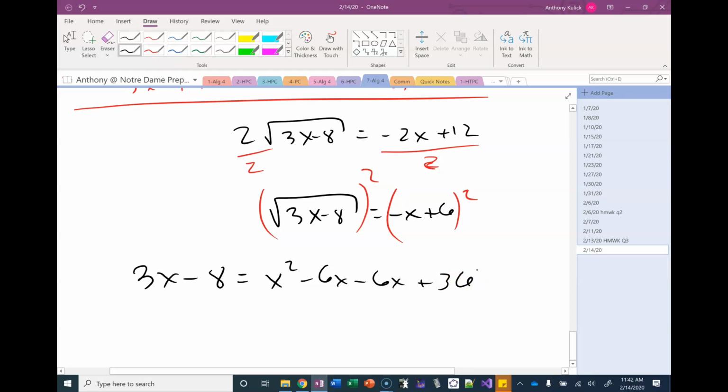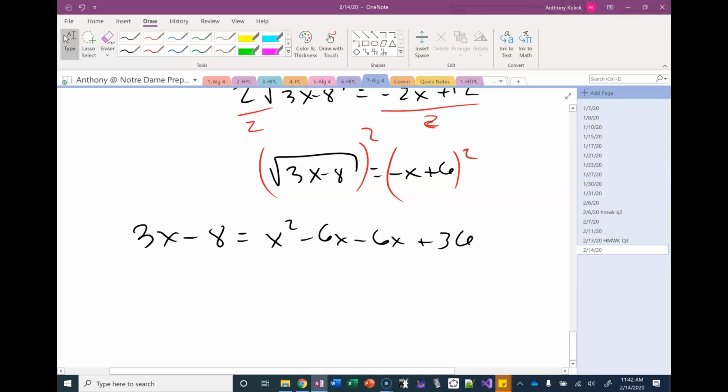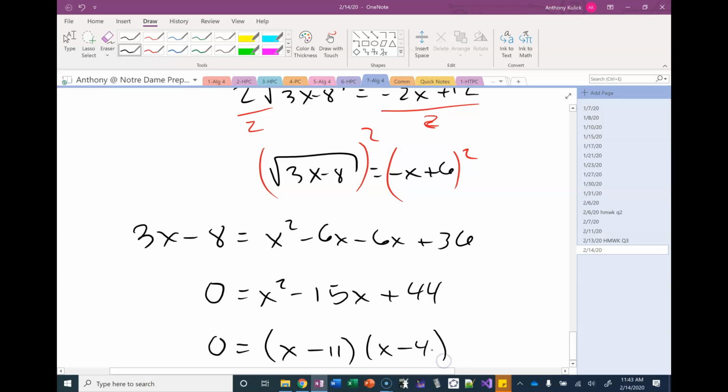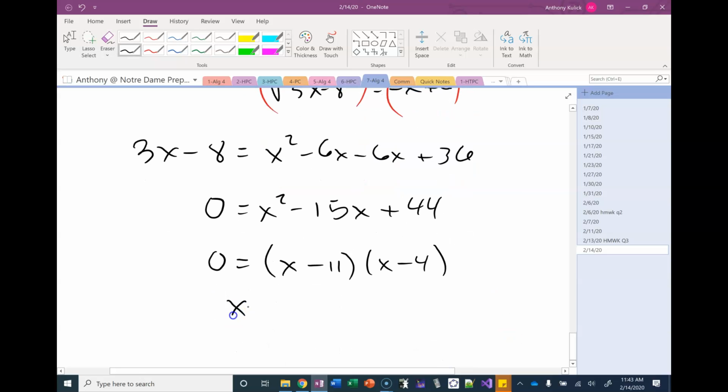So again, on the right-hand side, I had to FOIL there, right? Which gives me this, and this is quadratic, so I'm going to just move everything onto one side. So that's going to give me minus 15x plus 44. And you could solve this by the quadratic formula, or you could factor it. So this would factor to x minus 11 and x minus 4. So when I set each of those equal to 0 and solve, I get positive 11 and positive 4.